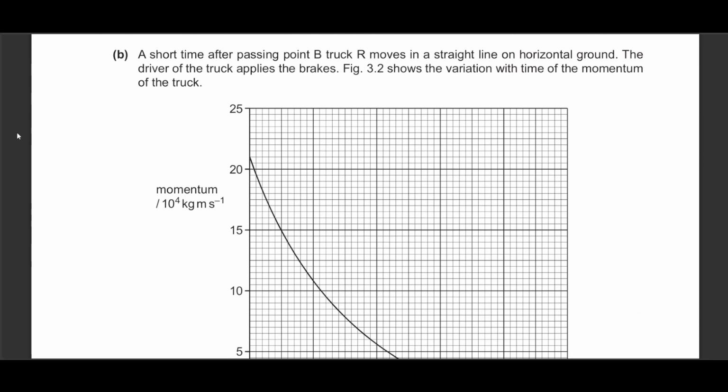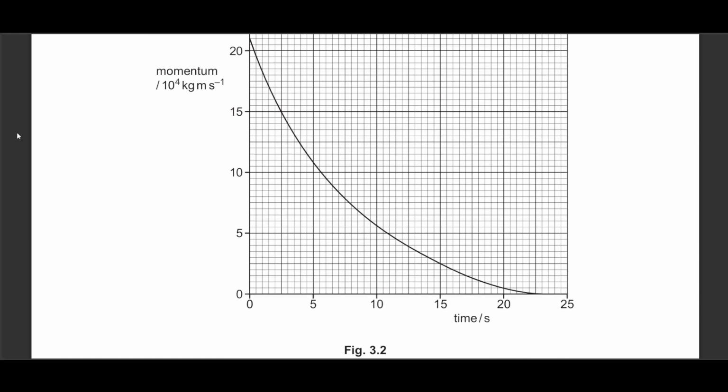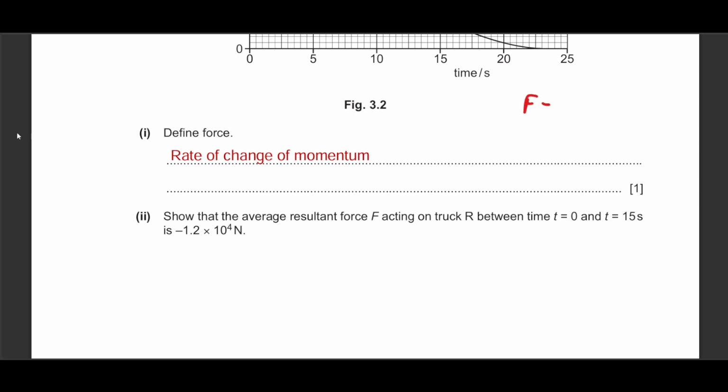Part B: a short time after passing B and R, you can read the same question yourself, and the momentum is given to you, the graph is given to you. The force now is defined as rate of change of momentum, and the derivation comes from this part: F equals ma, and mass into v minus u divided by t. This becomes mv minus mu divided by t. mv minus mu becomes the change in momentum, and t is the time taken for the whole process of the acceleration to take place.